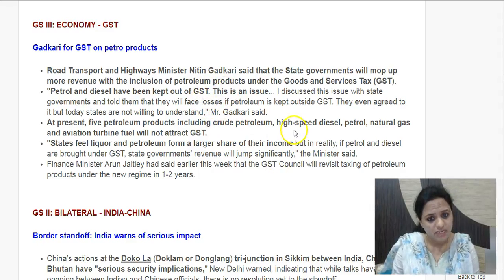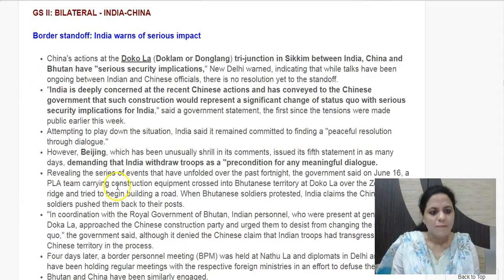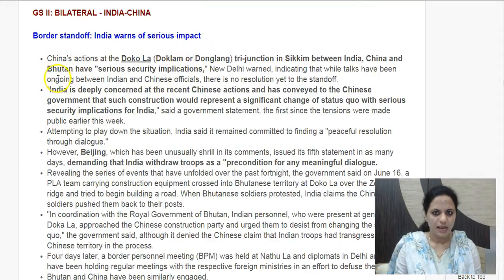He says that if it is brought under GST, they will get more profits than losses. So this is there. Then next is border standoff. India warns of serious impact. So we have been discussing the India-China standoff, in which Bhutan is also involved. This is a tri-junction point where all three states' territories are meeting.